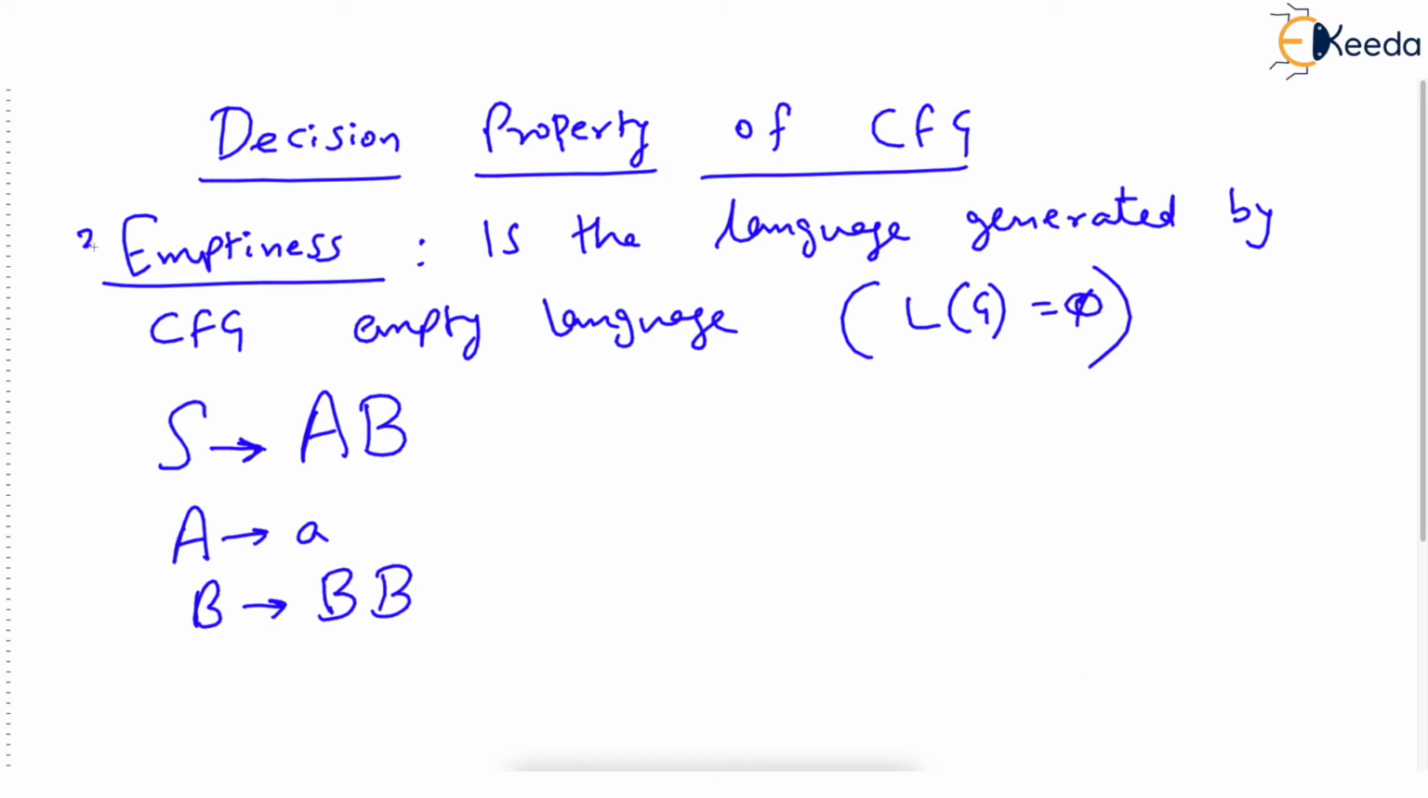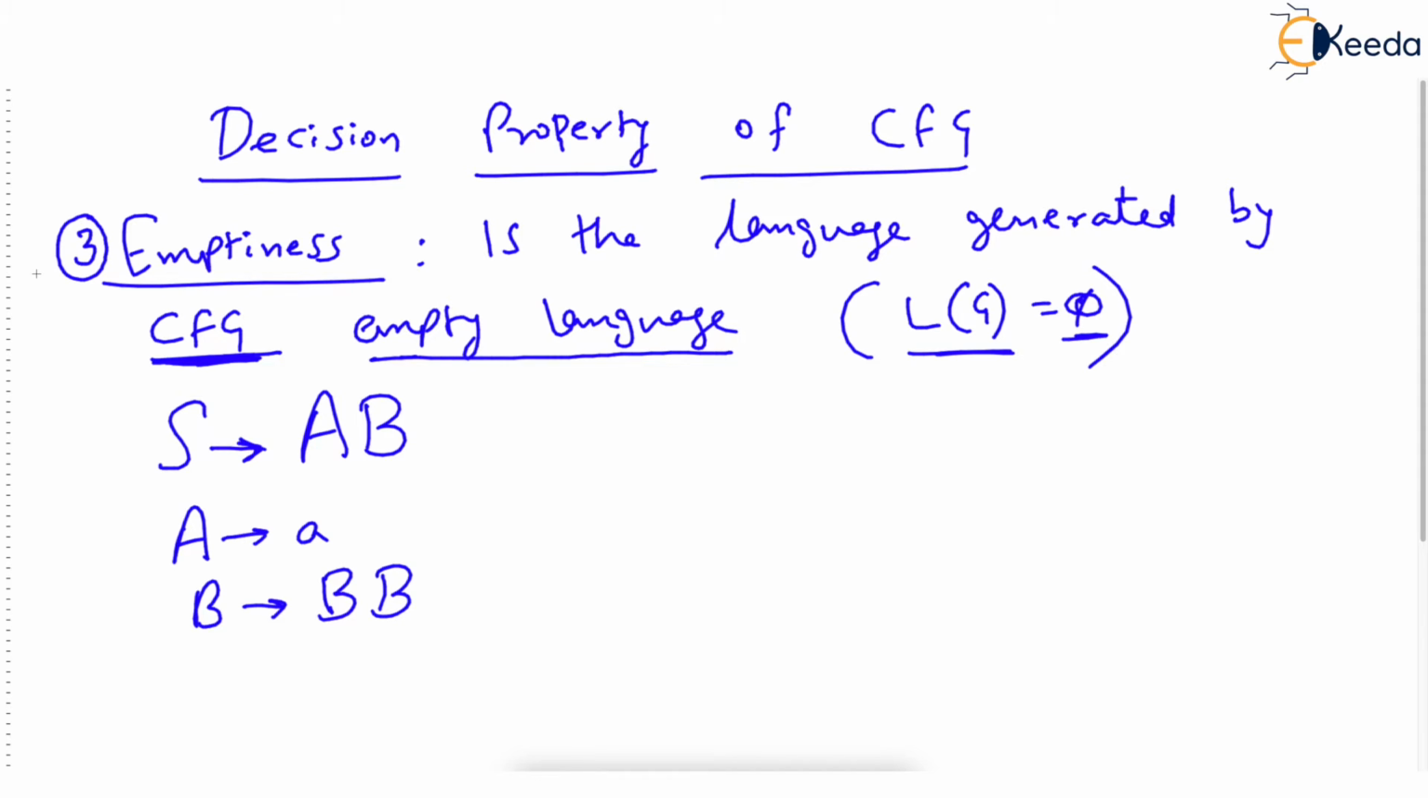The third property that we will see is emptiness. The problem is, as you know, we are given some context-free grammar and we want to know whether the language generated by that grammar is an empty language. That means we want to ask, is nothing generated by the CFG? That means the CFG does not generate any strings. That means L(G) is a null set. Such a CFG would be nonsense because if a context-free grammar doesn't generate anything, then it is useless.